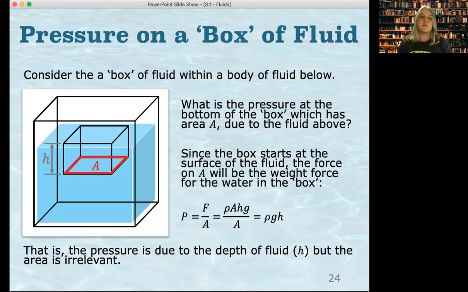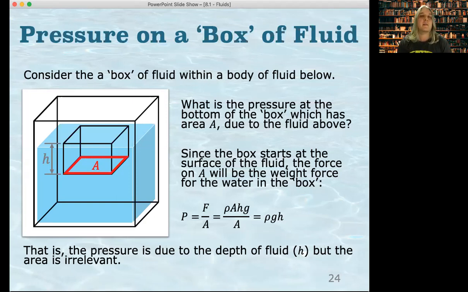What we're going to do here is introduce mass as being density times volume. All right, so we all know density is mass over volume, so therefore mass is density times volume, but volume can be written as area times height. And the reason we do that is that we then can cancel out the area. We've got area on the top from our volume and area on the bottom, so we can cancel those out, and we get that the pressure at the bottom of that box, the red square marked A, is rho gh: the density of the fluid times gravity times the depth of the fluid at that point.